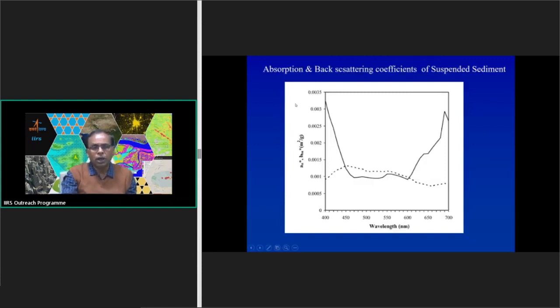So this is about the absorption and backscattering coefficient of suspended sediment. You are getting a U-shaped absorption coefficient curve, which is represented in the dark line, and a convex backscattering coefficient curve. But it is measured in the waters of Paradip and Visakhapatnam. So these properties are normally site specific. In different sites you will observe different types of curves, which may be exponential in nature.